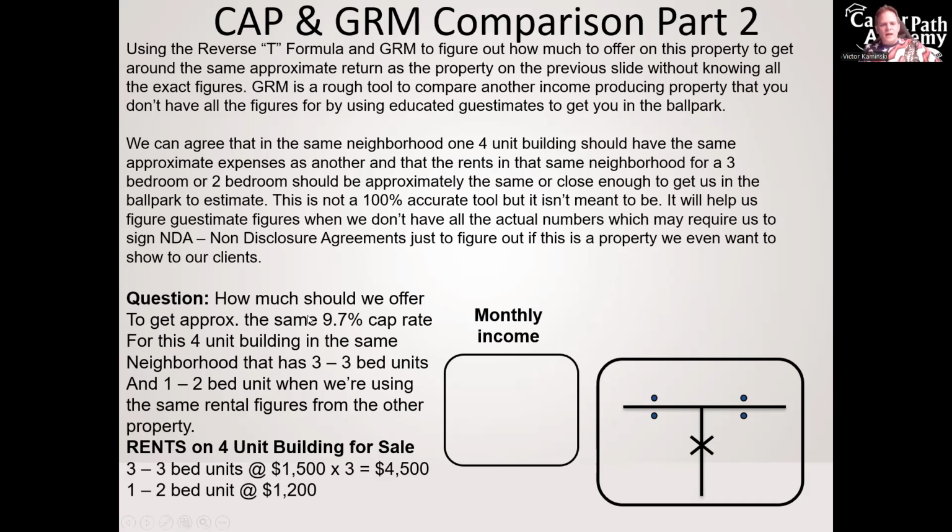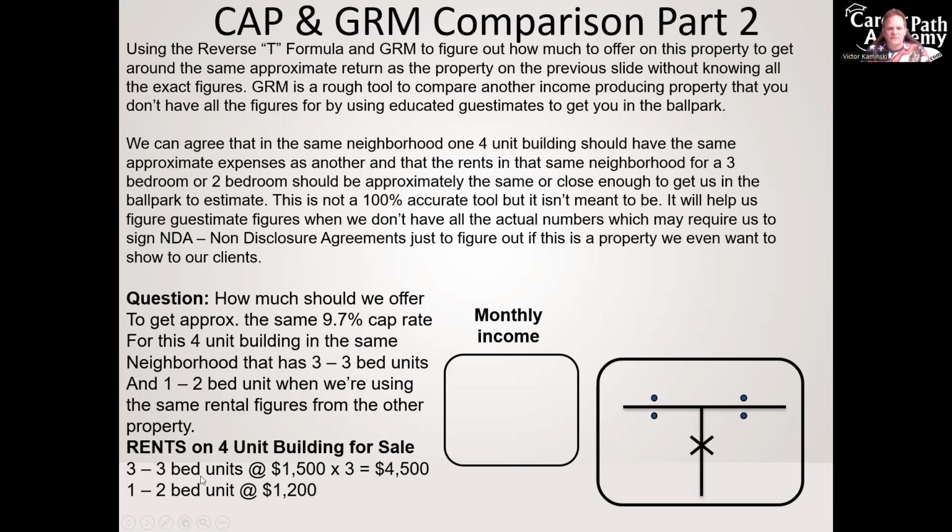So the question would be, how much should we offer to get approximately the same 9.7% cap rate for another 4-unit building that comes up for sale in the area? However, this one has 3 3-bedroom units and 1 2-bedroom. Remember, the previous one had two 3-bedrooms and 2 2-bedrooms. It's also a 4-unit building because you can only use the GRM to compare it to another similar 4-unit building. However, this 4-unit building doesn't have 2 3-beds and 2 2-beds. It has 3 3-bedrooms and 1 2-bedroom. So how much should we offer?